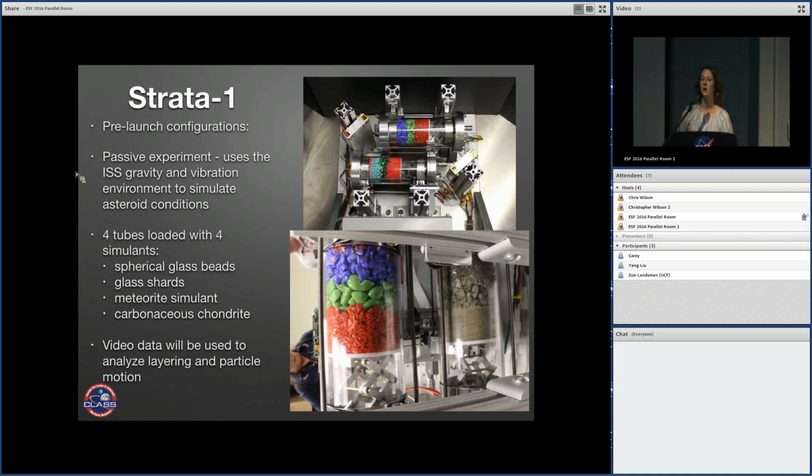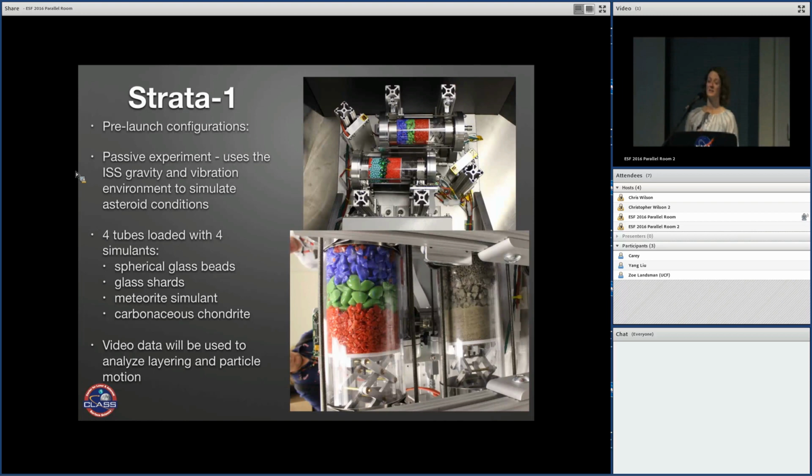And then we also used some of the carbonaceous chondrite simulant that Dr. Britt was talking about. So basically, before it went up, it was in this nice layered configuration where you can see the distinct layering between the different particle sizes. That's great. There's this intrapulator down here. That's a trademarked name we came up with. It's a fancy word for scissor jack.